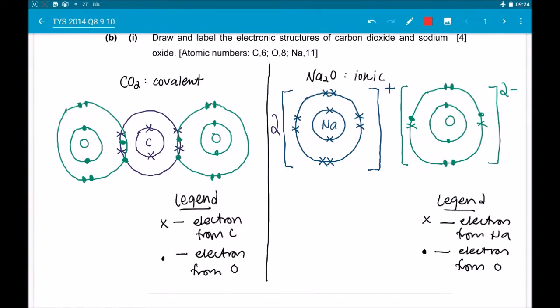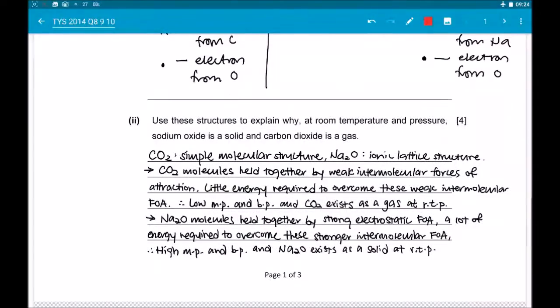For part B, part 1, 4 marks are being allocated since we are drawing 2 structures here. So 2 marks will go to the CO2 structure and 2 marks will go to the Na2O structure, giving us a total of 4 marks for B part 1.